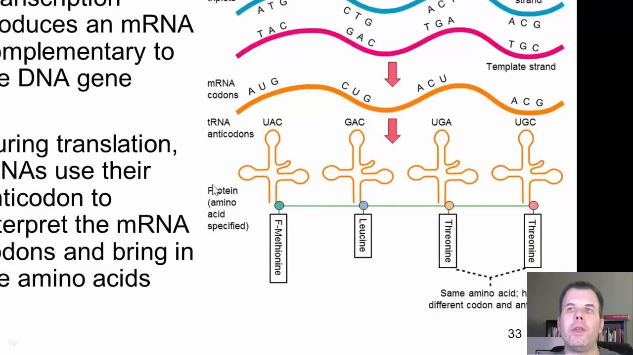These three-letter words mean different things. AUG means methionine, CUG means leucine, ACU means threonine, and ACG also means threonine. Even though these are two of the same amino acids, they have two different words, and that's the redundancy of the code. So knowing what these three-letter words are will tell you what amino acid goes there.